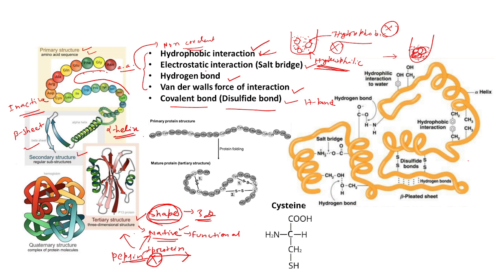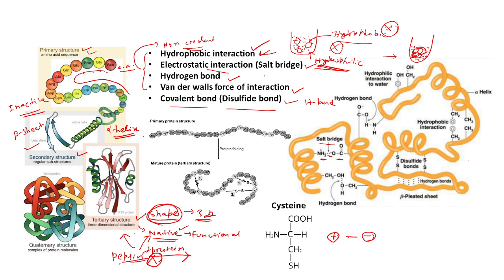The second one is the electrostatic interaction, also called the ionic bond. It is simply a bond formed by the cation and the anion. Here, let's say this is the NH3 plus, the positive cation, and this is the COO minus. The bond formed here is called the salt bridge.